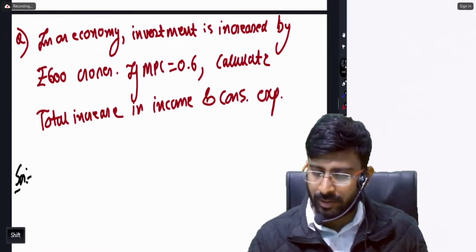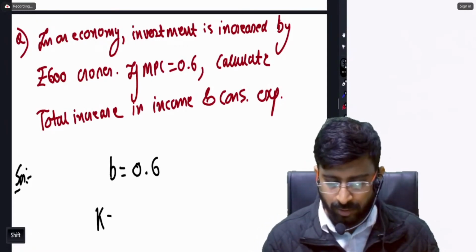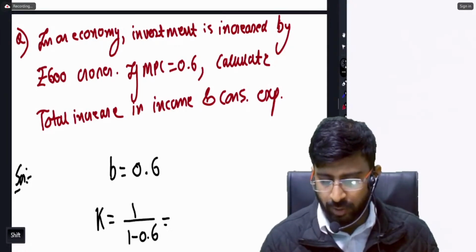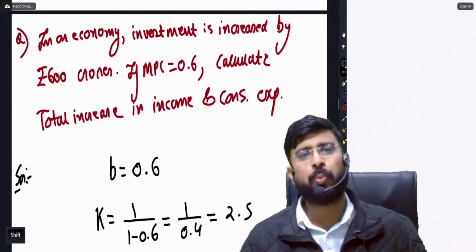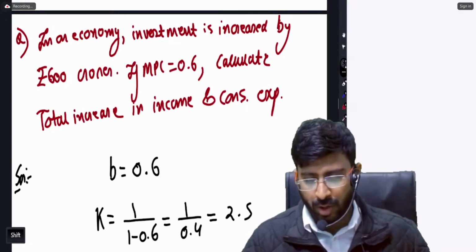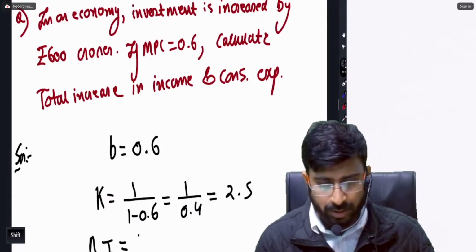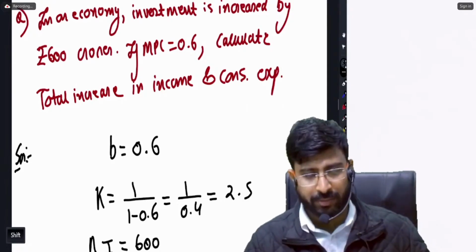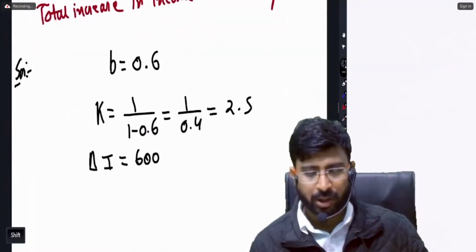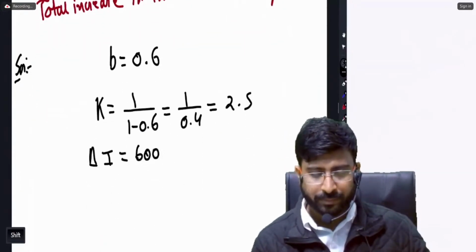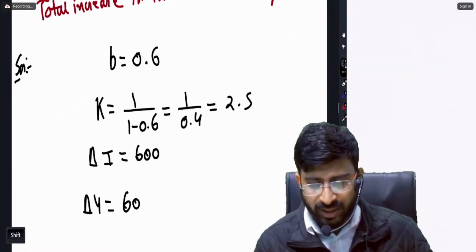Everyone pay attention. B is 0.6. Now K equals 1 by 1 minus 0.6. That is 1 by 0.4, which is approximately 2.5 times, right? Now they are telling that investment is increased by 600 crores. Calculate total increase in income and consumption expenditure. So now everyone pay attention. You see, all of us know that if this is the case, then change in investment would be 600 crores.